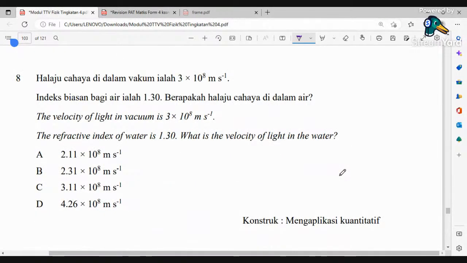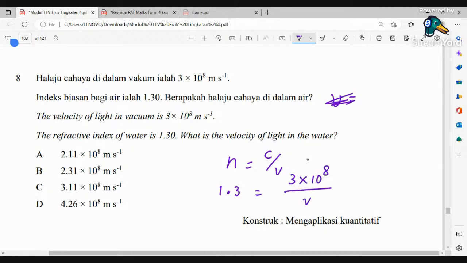So itu total internal reflection. Number 8, velocity of light in vacuum given, refractive index of water 1.3. What is velocity of light in water? So ini formula saja. N equals to C divide by V. Okay, just ganti refractive index of water 1.3, speed of light 3 times 10 power 8. Okay, so very direct. This one you given in the list of formula, hanya check list. Okay, number 8, the answer is B. Check and see.